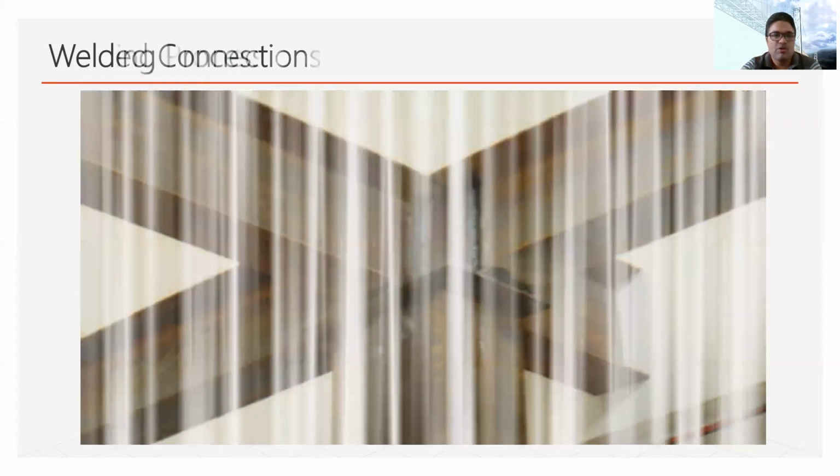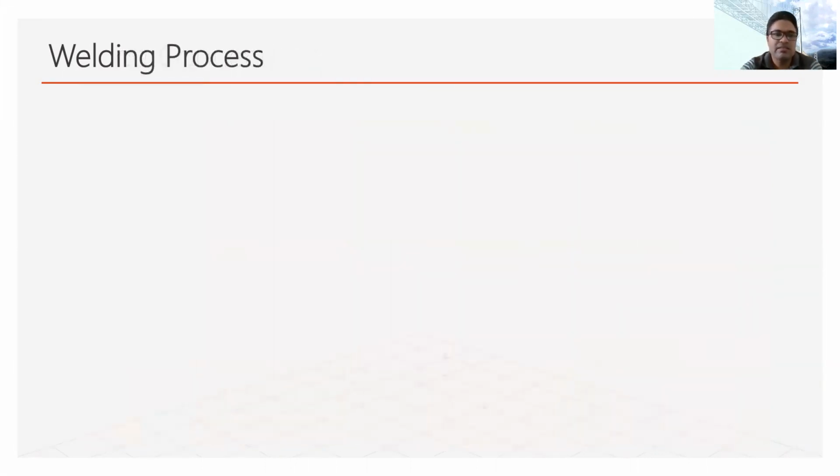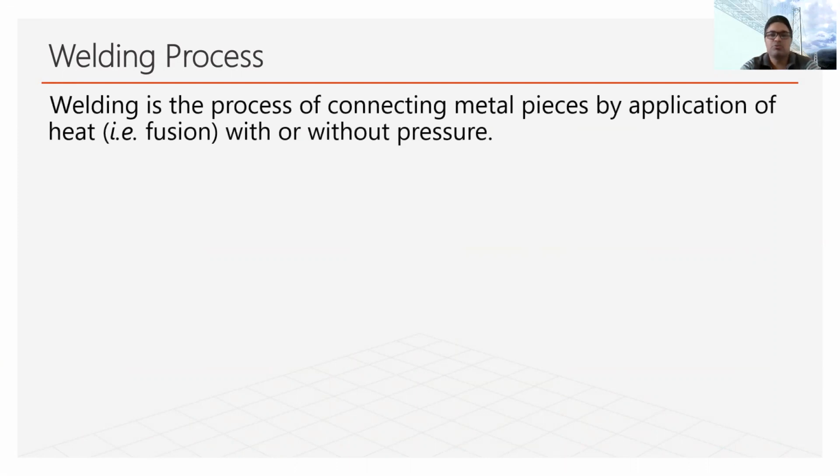So now what is welding? Well, welding is basically a process, and this process is used to connect two or more metal pieces by the application of heat. With the application of heat, fusion between the metals occurs. So this process may be with pressure or without pressure.